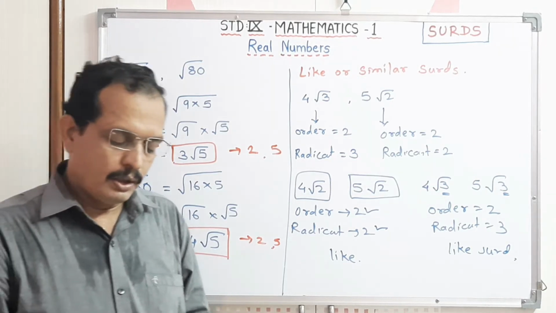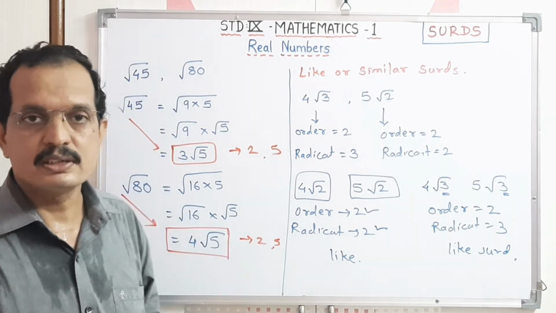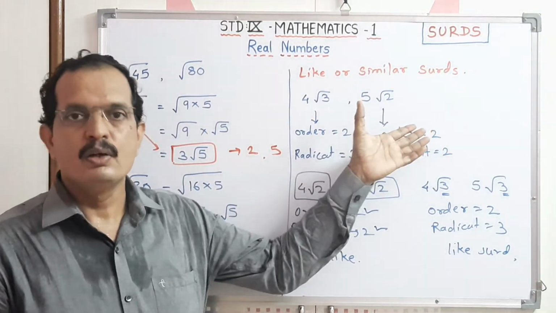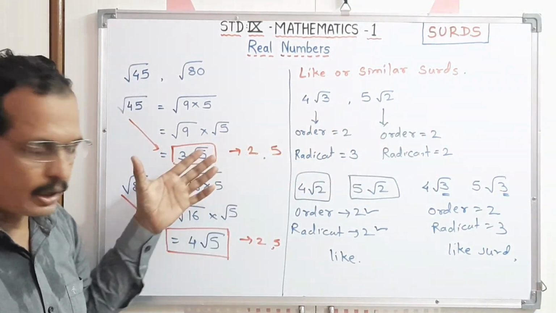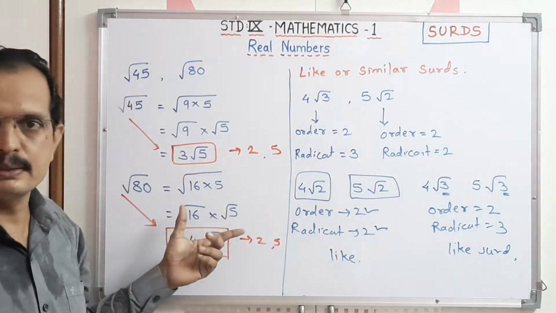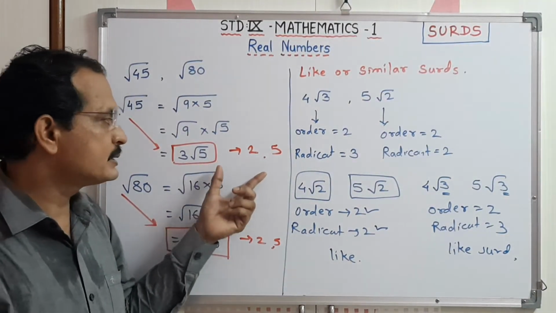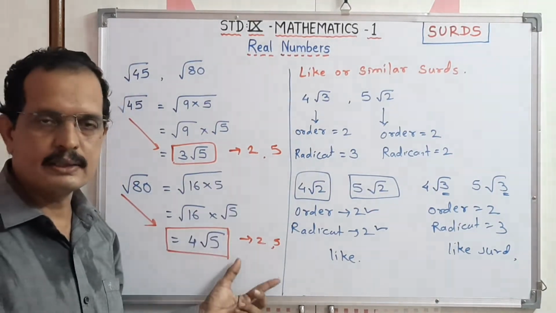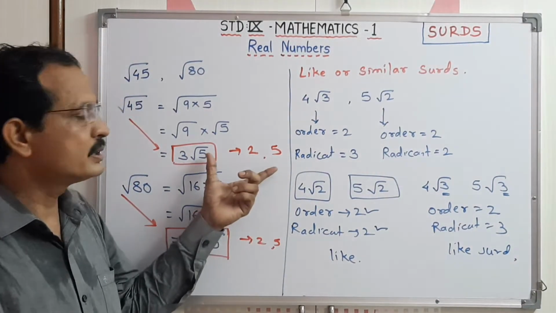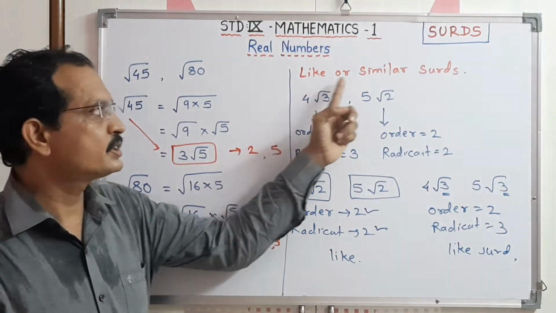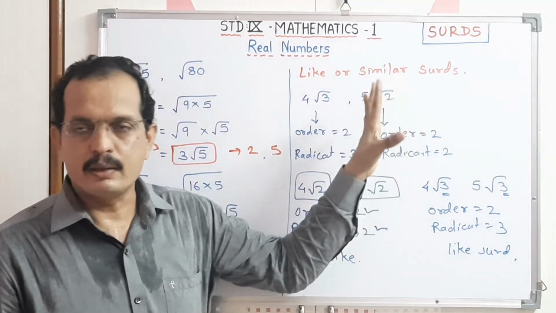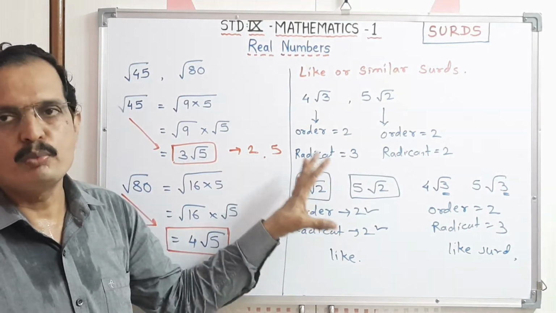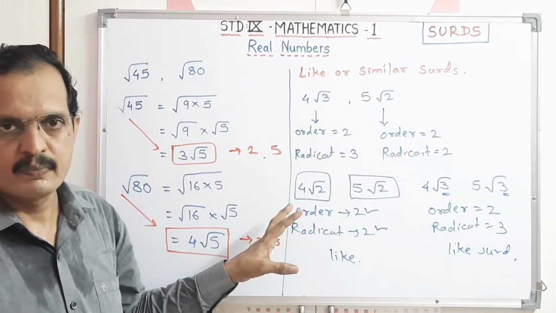Therefore, if we have to decide whether the given surds are like surds or similar surds, first of all we have to write them in the simplest form. After writing the simplest form, we have to compare, and if the orders are same and the radicands are same, then the surds are called like surds or similar surds. That means writing the surds in the simplest form is the most important thing.